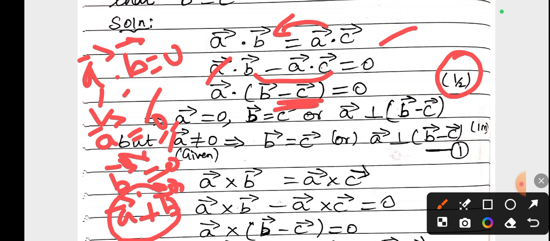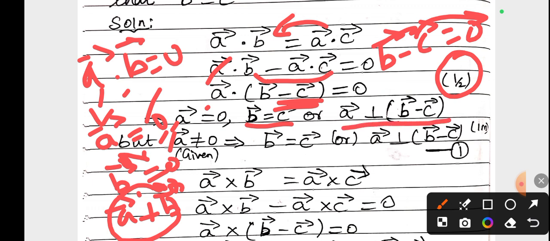But since we don't know whether this is a 0 vector or a non-zero vector, we are writing: A vector can be 0, or B vector minus C vector equal to 0, which means minus C goes to the other side with a plus sign, B vector equal to C vector, or A vector perpendicular to B minus C. So when a dot product is 0, the first vector can be 0, or the second vector can be 0, or both the vectors can be perpendicular.